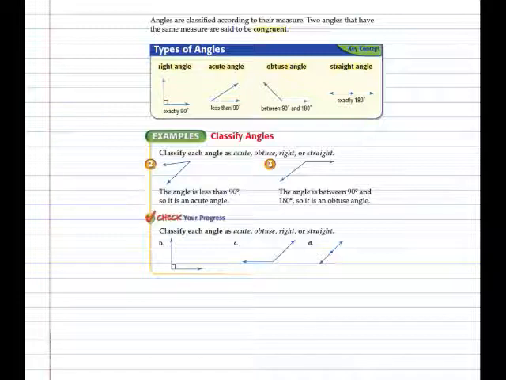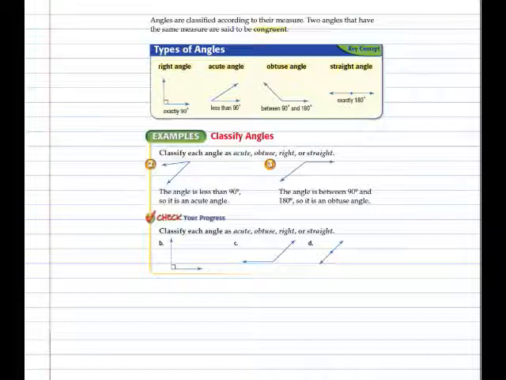Angles are classified according to their measure. Two angles that have the same measure are said to be congruent. A right angle is exactly 90 degrees, an acute angle is less than 90, an obtuse angle is between 90 and 180, and a straight angle is exactly 180 degrees.